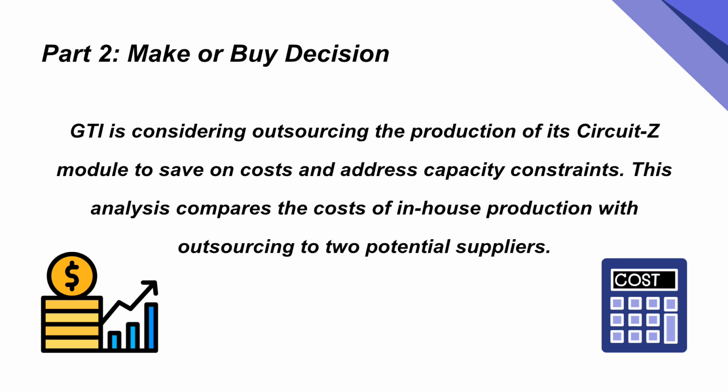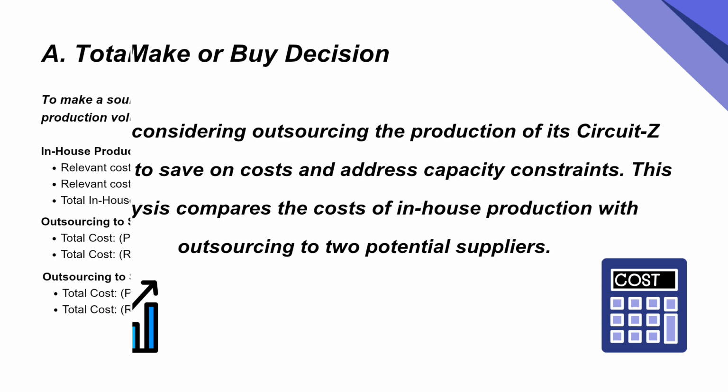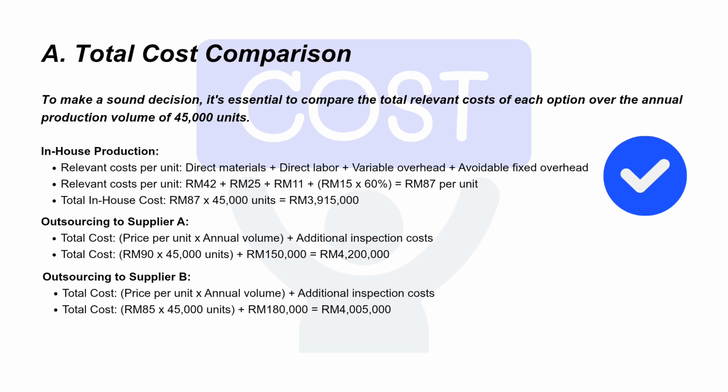In this case, GTI is evaluating whether to continue manufacturing the Secret Z module in-house or to outsource its production to one of two suppliers. We will compare the total cost for each option. For in-house production, we'll calculate the total relevant cost. The key here is to only include costs that will be eliminated if we outsource, which in this case is 60% of the fixed overhead.